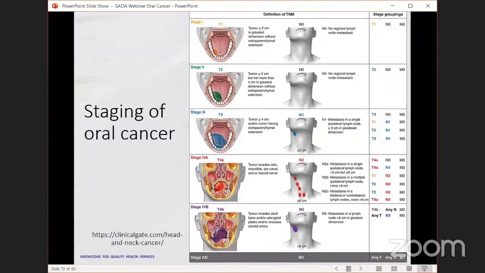The earliest stage oral cavity or oropharyngeal cancers are called stage zero, or carcinoma in situ. Stages then range from 1 through 4, and as a rule, the lower the number, the less the cancer has spread.